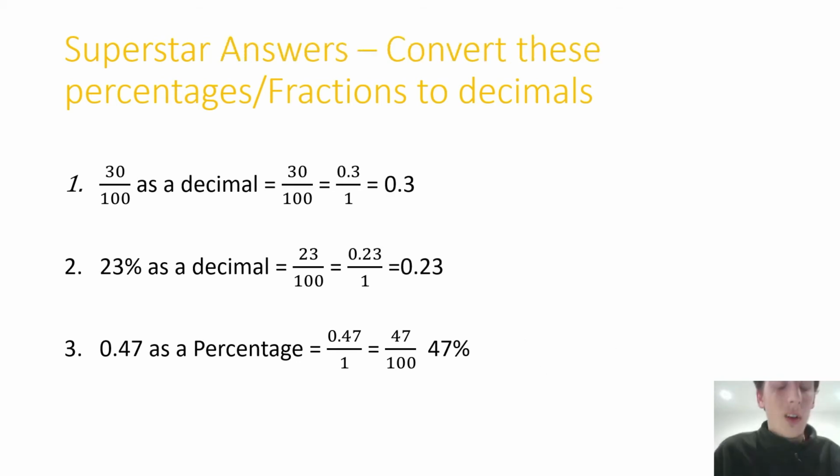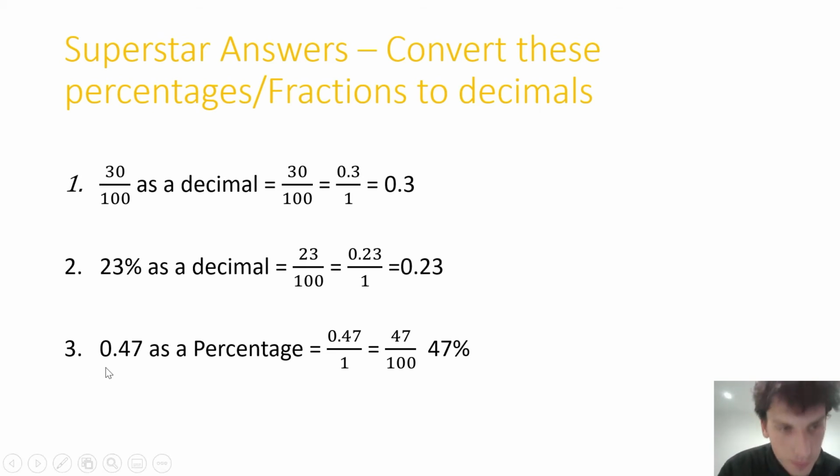So, these are the answers. 30 over 100 as a decimal, we need to make it out of 1. So 30 over 100, 100 to 1 is divide by 100, so you'll do the same for the top. 30 divided by 100 is 0.3, so the decimal is 0.3, okay? 23% as a decimal, 23 over 100, we need to make it again out of 1 because the decimal is out of 1. So we're going to do 100 divided by 100 gives us 1, and then you do the same for the top. 23 divided by 100 gives you 0.23, so that is our decimal.